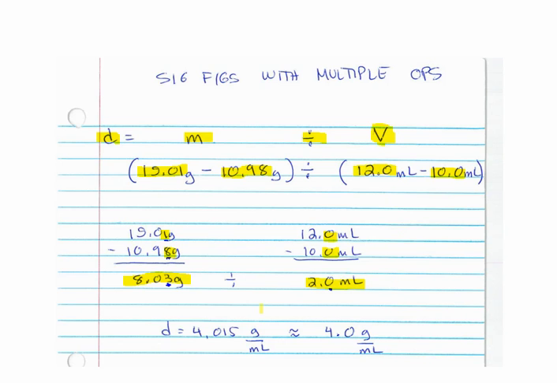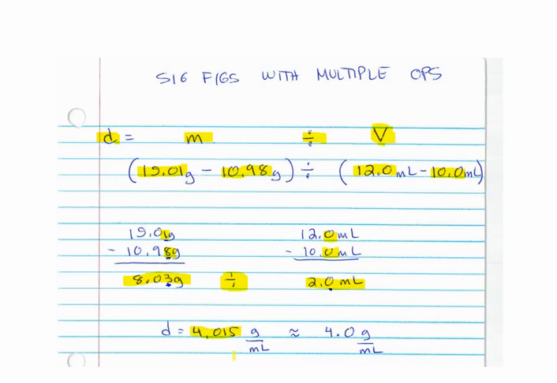So in this case now, I have done my subtraction for my mass and for my volume. Now I'm going to go ahead and divide my mass by my volume to calculate my density. And this is the answer that my calculator gives me, 4.015 grams per milliliter.